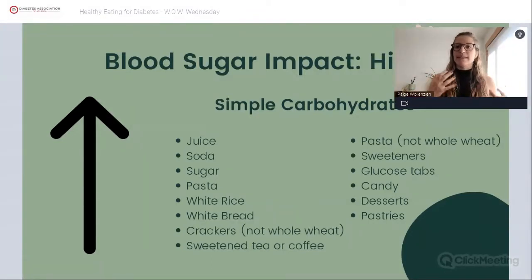And what that means is they are a carbohydrate and they don't really contain much other nutrients with these food items besides that carbohydrate. So we're going to digest them very quickly. They're going to impact our blood sugars and cause a blood sugar rise more rapidly than other types of carbohydrates.